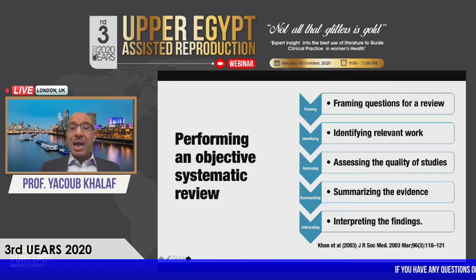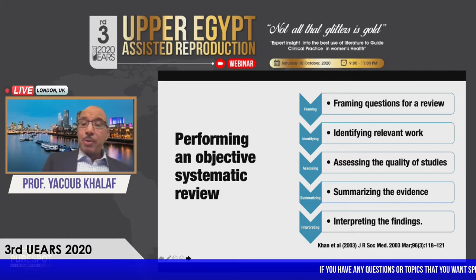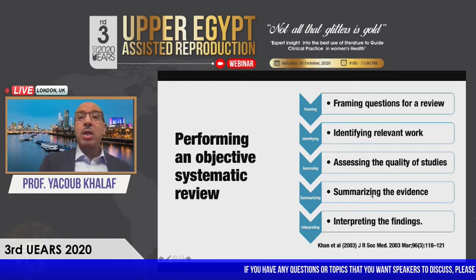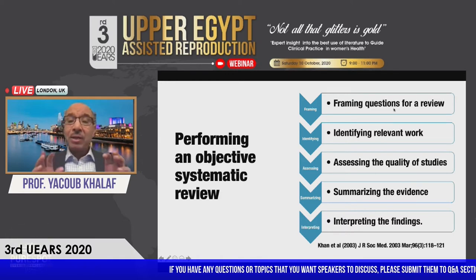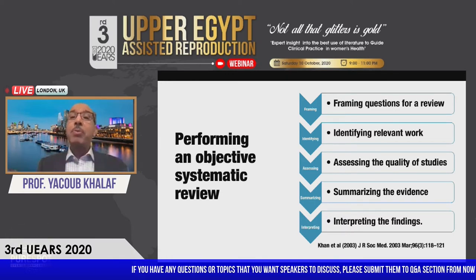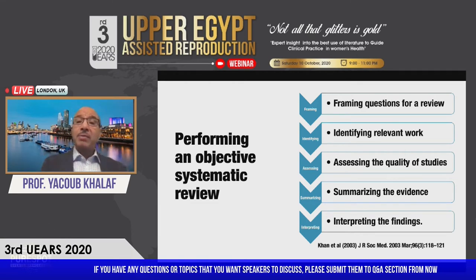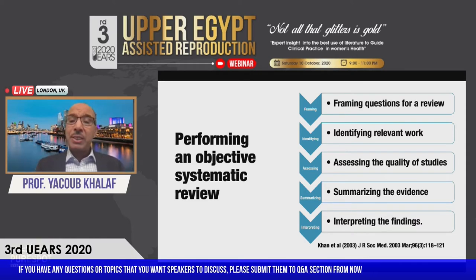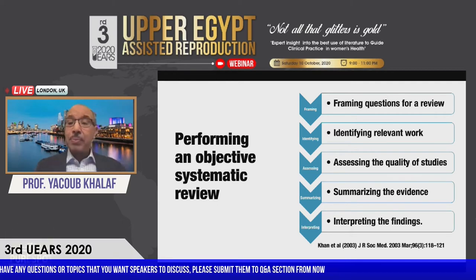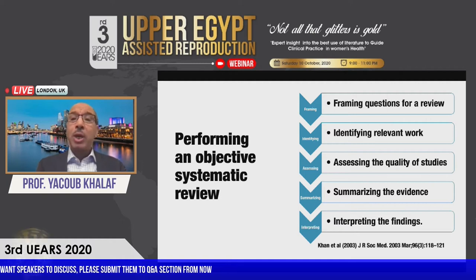Now, when you add all these studies and try to perform an objective systematic review, this paper published by Khalid and his group back in 2003 gives us a framework and outline for the most objective systematic review. It needs to have the question, I go back to this, framed appropriately from the beginning, the relevant work identified, the quality of the studies assessed, and the summarizing of the evidence requires special expertise. Interpreting the findings will require a lot of expertise, a lot of impartiality and lack of commercial or intellectual prejudice.